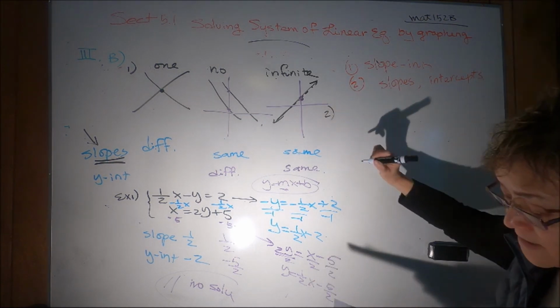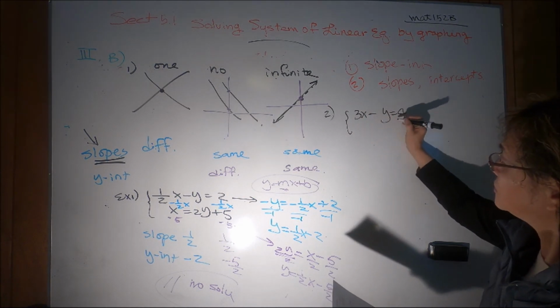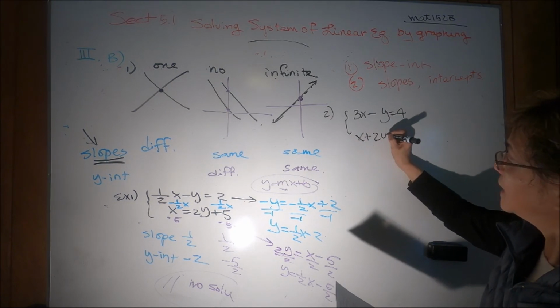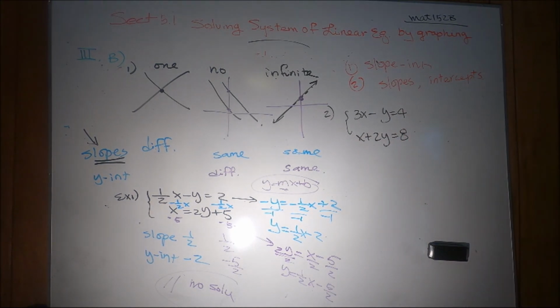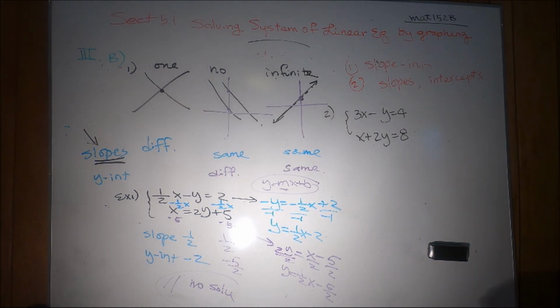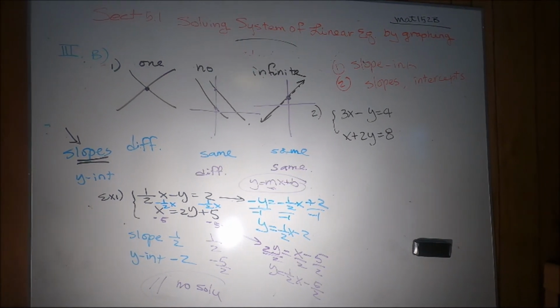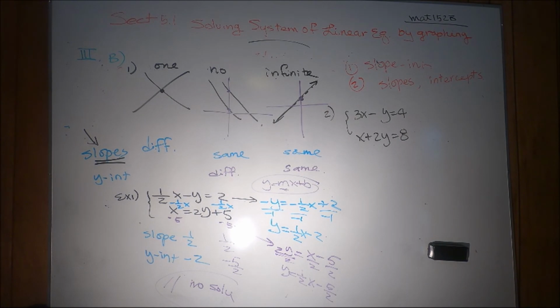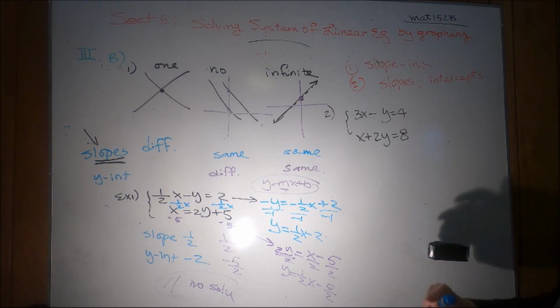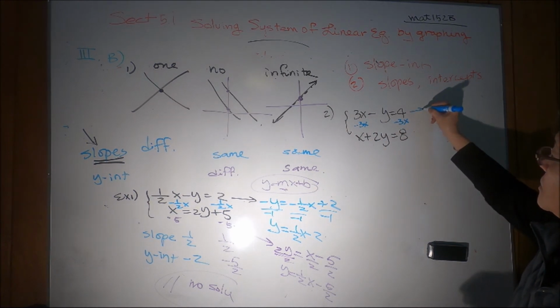Let's take a look at the second example. So 3x minus y equals 4, x plus 2y equals 8, right? So first, we'll change it to slope-intercept form. So what do? We will get y by itself, right? So get y by itself by doing what? Move x away, right? So what do we have?